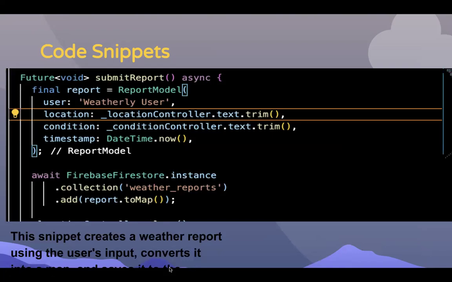And then we can't see exactly, but this snippet, this one right here, creates a weather report using the weather input and basically converts it into the home page so that we can see everything. It converts into Firebase, and we can see once it waits for the Firebase, and also it collects it from the weather reports Dart file that we have.